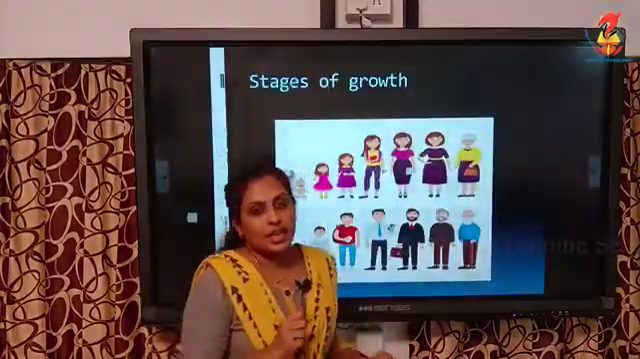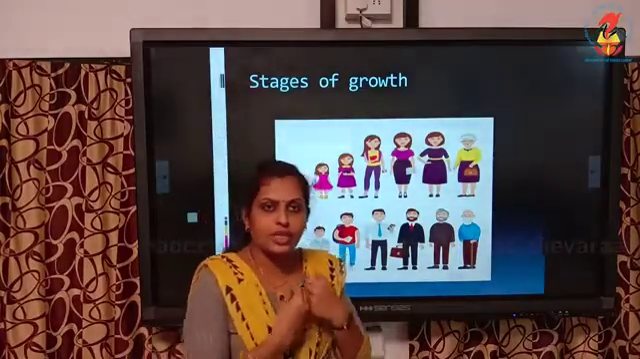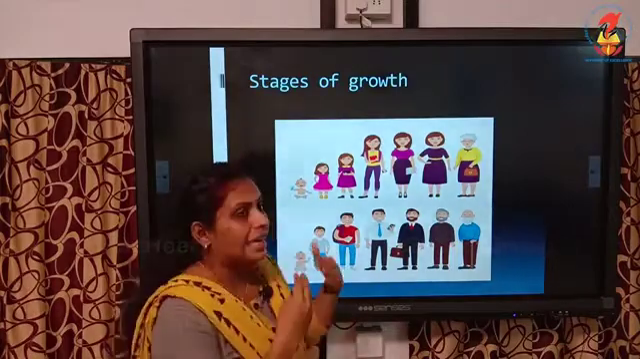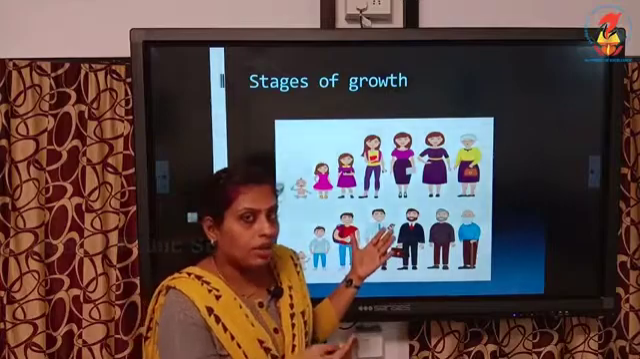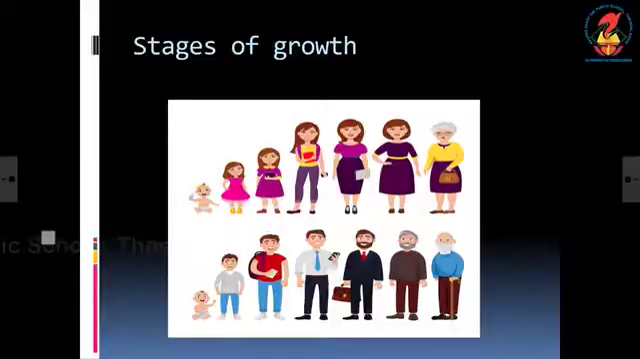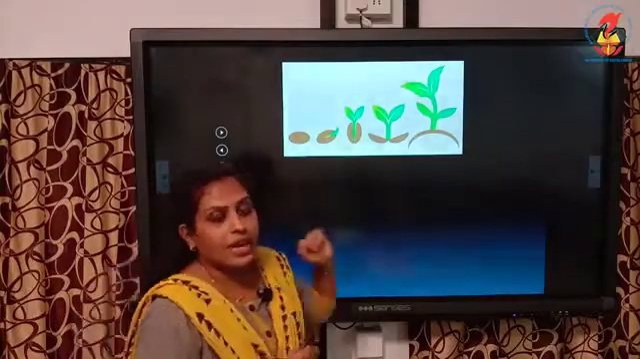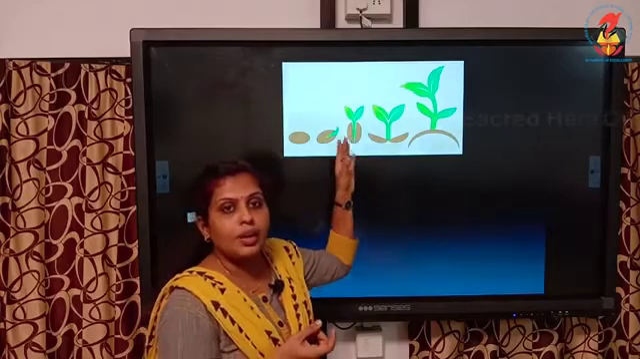So now let's see what the stages of growth are. As I said, human beings also grow, but we grow at a different level. We are born as a baby, then become a toddler, then a child, and then finally an adult. You can see in the picture the stages of growth of a human being. Next we can see the stages of growth of a plant. Firstly, it becomes a seed. From the seed a seedling sprouts out, then it becomes a sapling, and finally a tree or a plant.